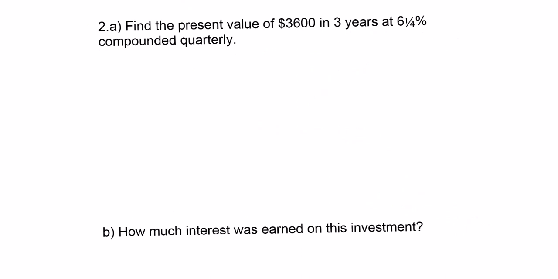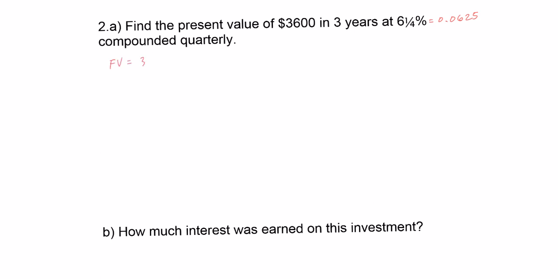For this next problem, it says, find the present value of $3,600 in 3 years, invested at 6.25% compounded quarterly. 6.25% can be written as the following: 0.0625. So think of a quarter as 0.25 of a percent. So this is 0.625%. 0.0625 as a decimal.